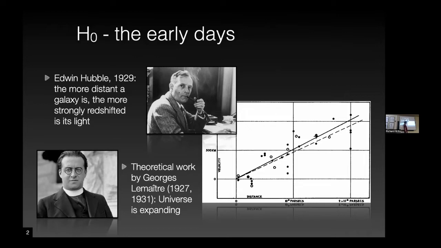Plotted here is the recession velocity, in kilometers per second, versus distance, done by Edwin Hubble. And if you look at it, he got a Hubble constant at that time of 500 kilometers per second.